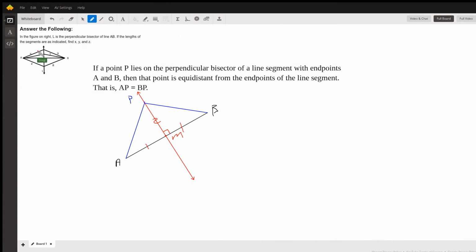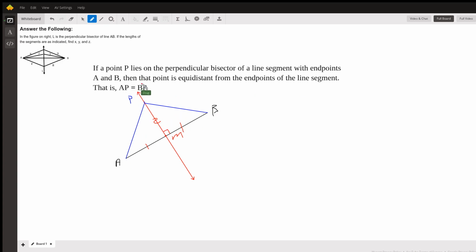Okay, I'm not going to answer your questions directly. I'm going to let you figure out after I go over the theorem that allows you to answer your question. And the theorem that we're going to prove is that if a point P lies in the perpendicular bisector of a line segment with endpoints A and B, then that point is equidistant from the endpoints of the line segment. That is, AP equals BP.